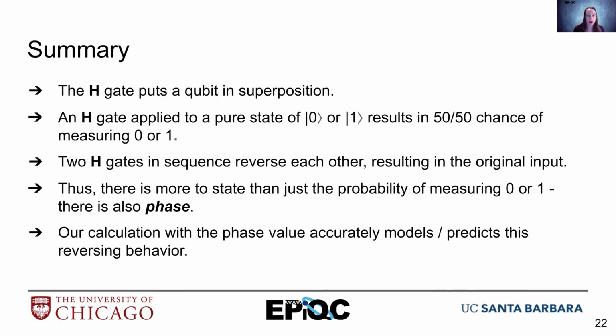All right, so what did we learn? The H gate puts the qubit in superposition, we know that, and it's applied to a pure state of 0 or 1, and that results in a 50-50 chance. But 2 H gates in sequence reverse each other, resulting in the original input, which seemed really counterintuitive, and that's what really told us that there was more going on there, and there must be more to the state than simply probability of white and black. And so then we introduced the negative sign for phase. And then I showed the calculation with the phase value that accurately models or predicts the reversing behavior.